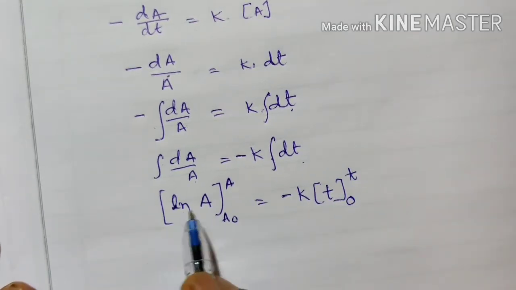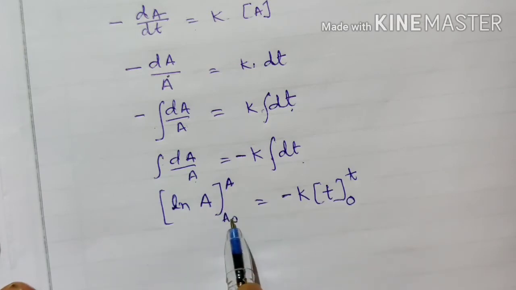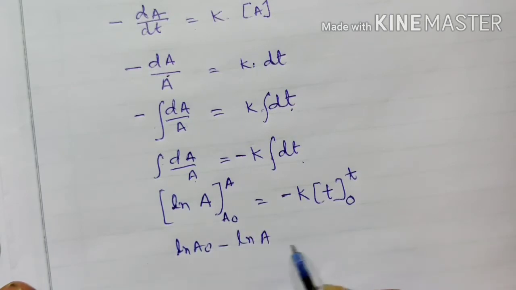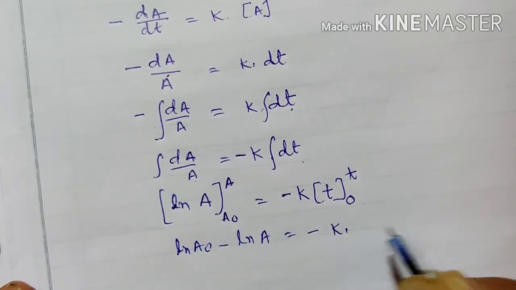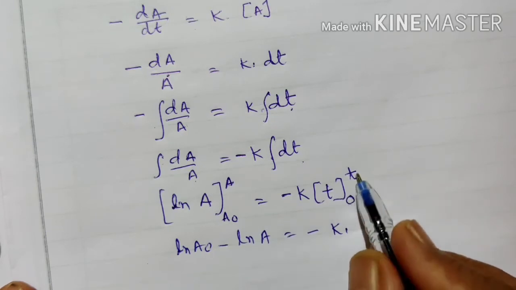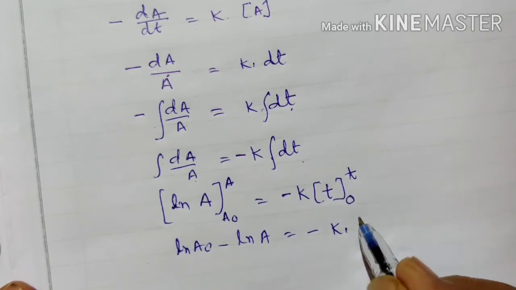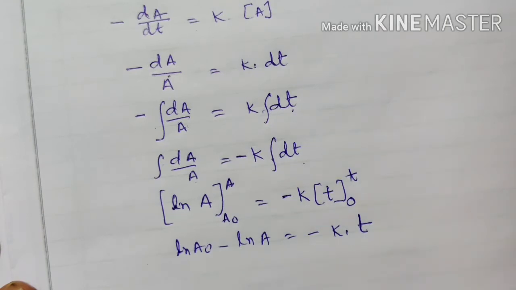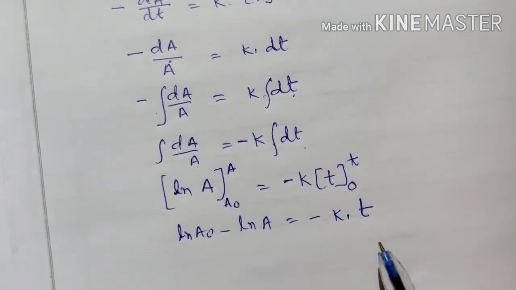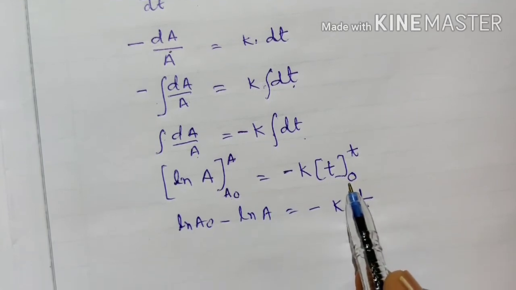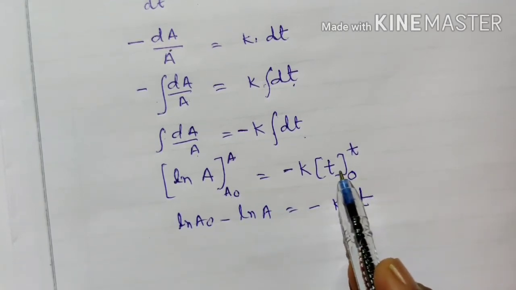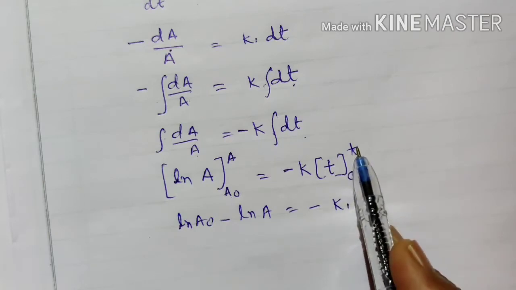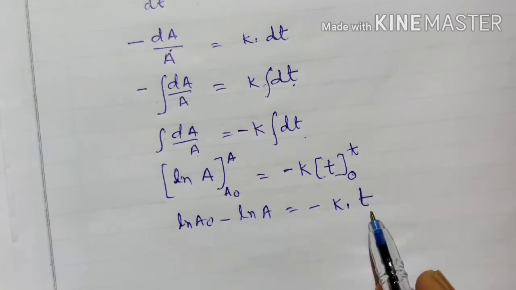Now when you put here, then the limits are here, so we have to integrate within the limit, that is a0 to a. Now we can write here, this is ln a0 minus ln a is equal to minus k into, when t will be t0 to t, so t0 minus t. Simply the integration of dt will be t, or then when you put the limits here, 0 to t, at 0 t is equal to 0, and at time t is t, so it is equal to t.